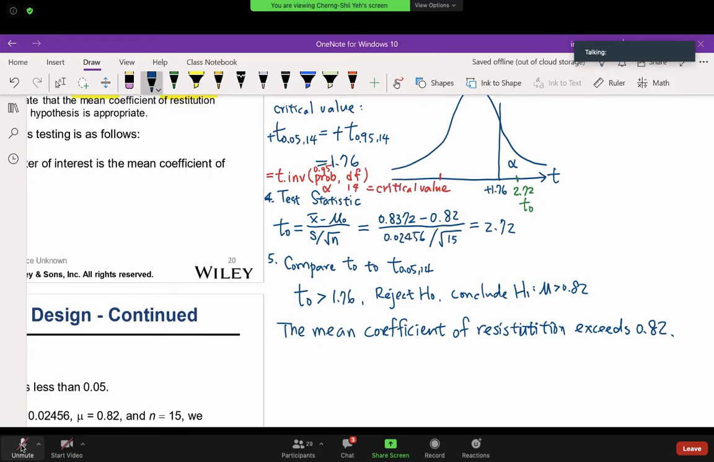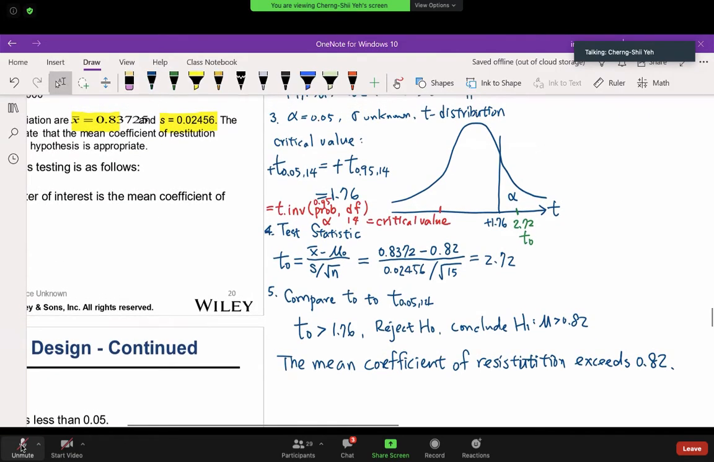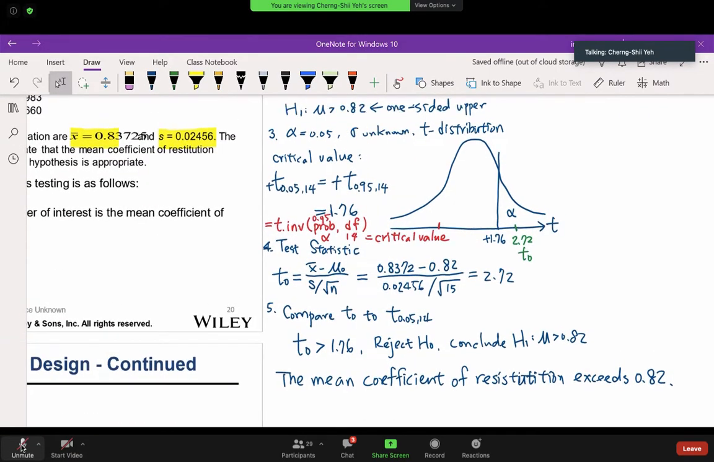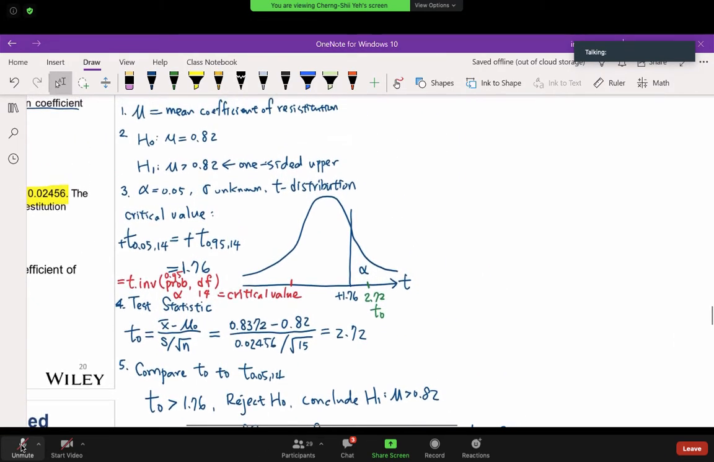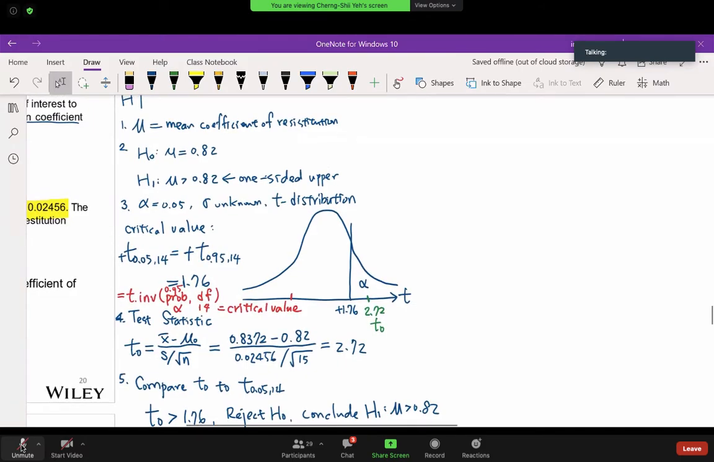Okay, so that's our conclusion. I wanted to derive our p-value before we take a break. You can see how we derive the p-value. I'm going to sketch this one more time to give you a better view.